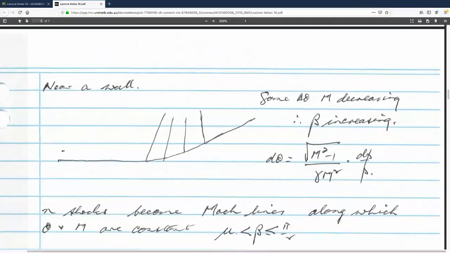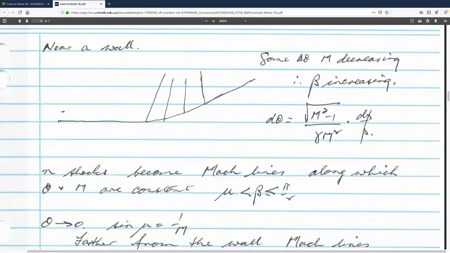So the same delta theta, M is decreasing, therefore beta is increasing. And these characteristic lines, these weak shocks, become Mach lines along which theta and M are constant. And beta, the angle of this, is between mu and pi on 2, and for weak shocks it's nearly mu, and sine mu is 1 upon M. And so as the turning of this flow becomes weaker and weaker, then these become what are called Mach lines, along which the Mach number is constant.